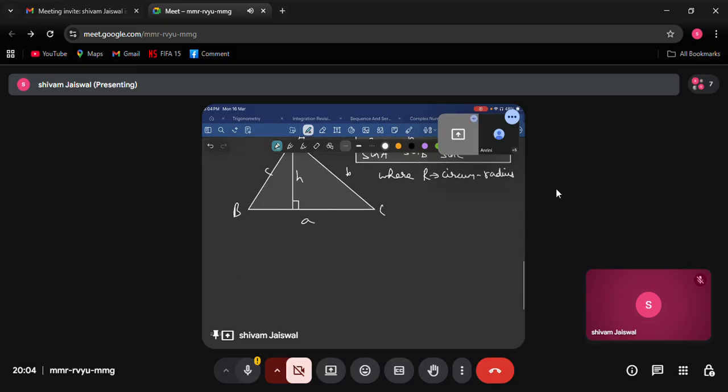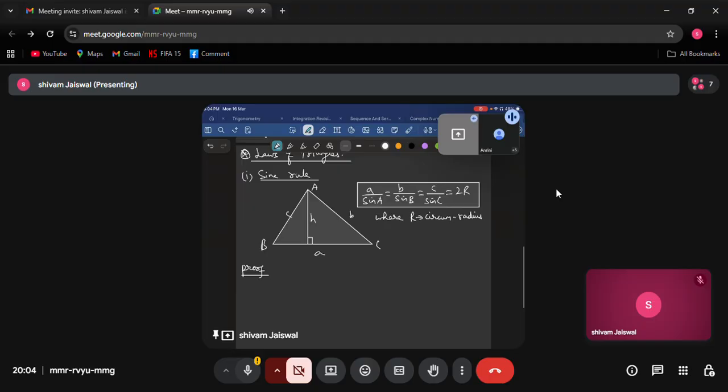I'll prove it. Okay, so let us see the proof. So everyone, the height of the triangle, I can write it as c sine B. Yes or no? Tell me everyone. The height of the triangle, I can write it as c sine B.